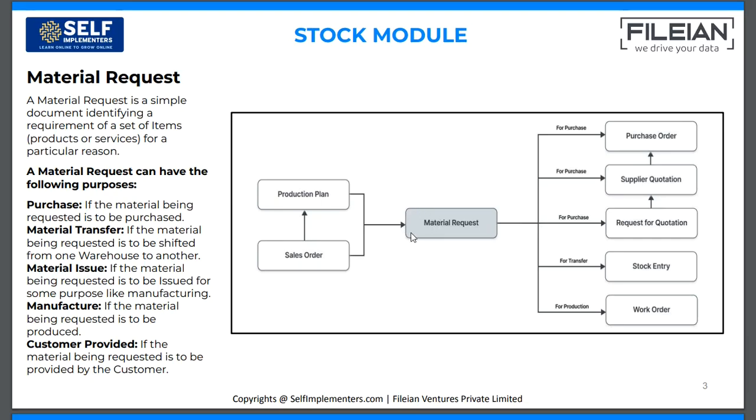Otherwise, if all raw material is available in the store, then this material request directly goes for the material transfer stock entry, and that material gets transferred from store to WIP, and once the raw material is received, then this sale order gets converted into the work order. This is the prima facie process flow of the stock module in the ERPNext system.